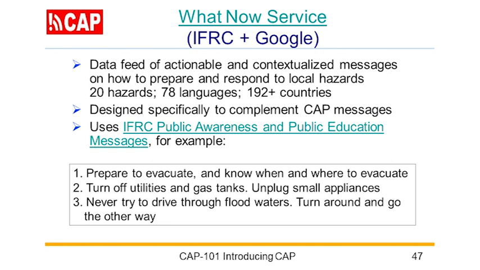Interestingly enough, IFRC, Red Cross, Red Crescent, worked with Google to create the What Now service, which is a data feed of actionable and contextualized messages concerning how to prepare for and respond to local hazards. Starting to sound like IBF. Impact-based forecasting, what is it that people need to know so that they can act given this situation? This already exists, and it's based on the public alerting and public education messaging, which has been field-tested with social science research, so we know people actually do understand these messages. And there's an example down here on what they put out in the case of a typhoon warning. So something you could take advantage of, already out there with our partners over in the Red Cross.